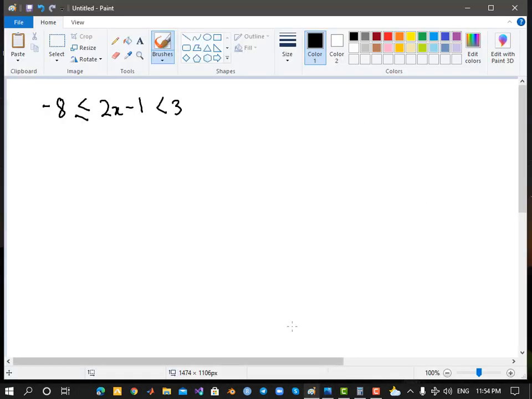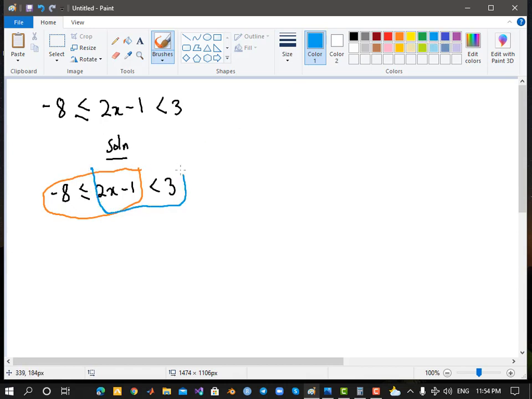So let's see how to solve it. We have two inequality signs there, so this is what we do. We have it in two parts. We solve this part, then later we'll solve this part. So we're solving it in two parts.